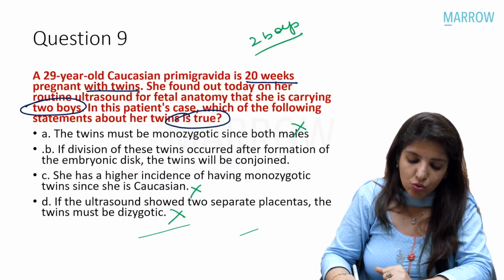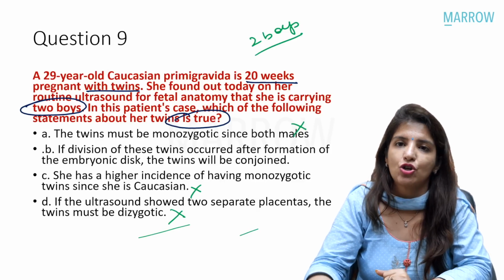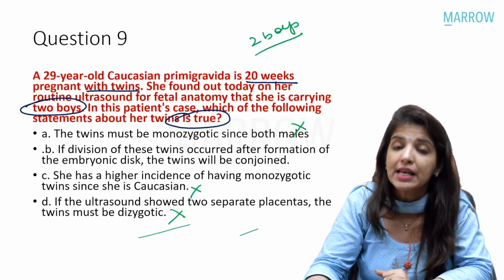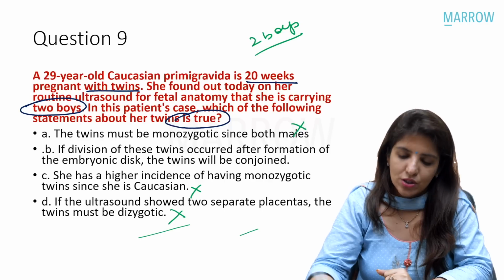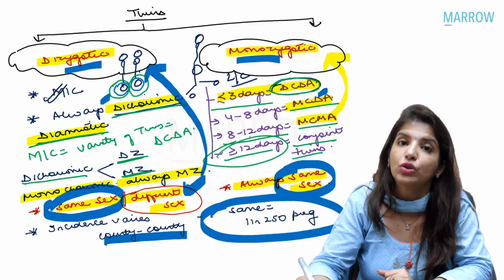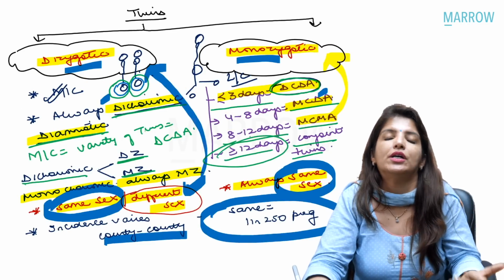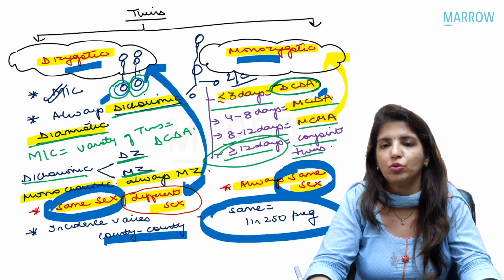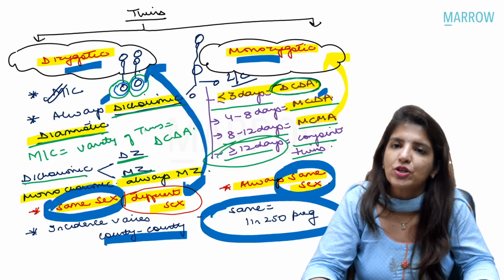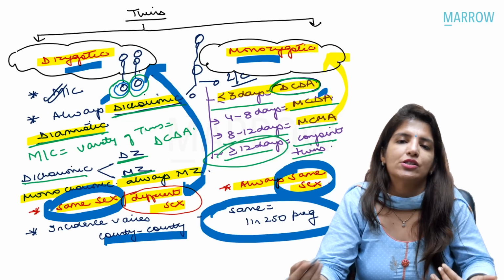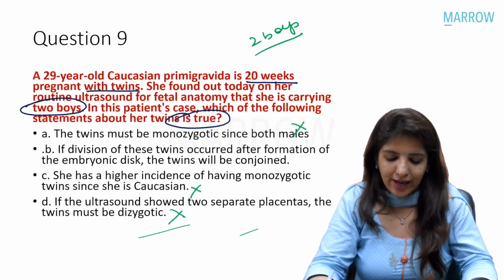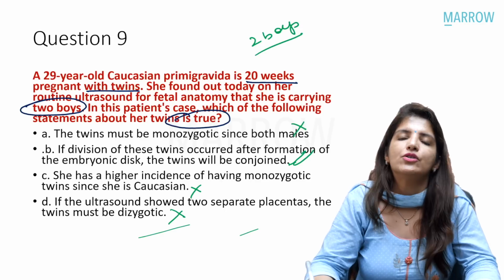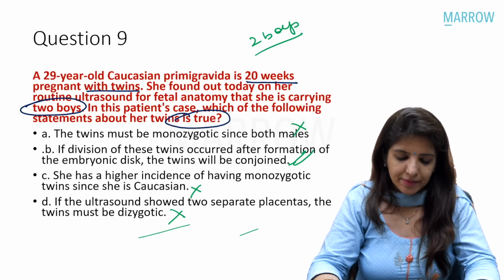If division of these twins occurred after the formation of the embryonic disc, and that means we are talking about conjoined twins. So if division is happening at more than or equal to 12 days, in other words, after the formation of the embryonic disc, then it results in conjoined twins. That's very true, right? So the correct statement over here is option B, right?